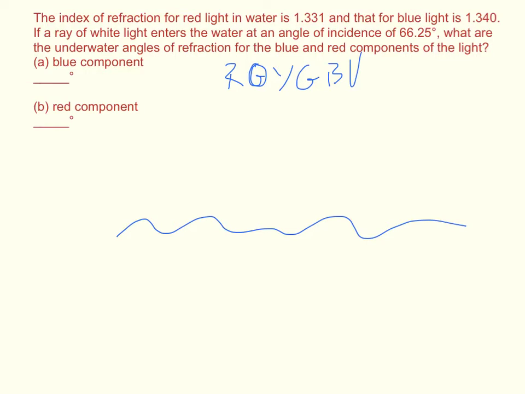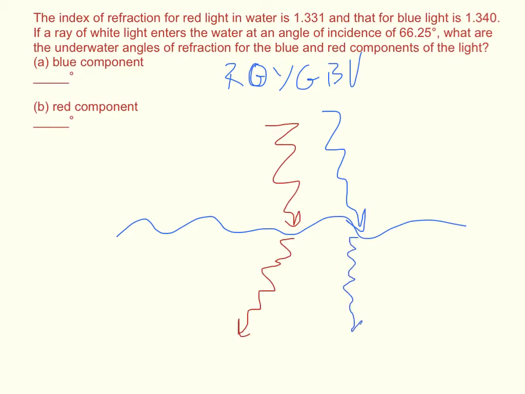And so if white light is hitting, part of it is going to be a blue light hitting the water, and part of it is going to be a red light hitting the water. And so these are supposed to be my light waves. And whenever they hit the water, the red is going to have a slightly larger angle of refraction than the blue. And so I'm going to overemphasize this by drawing it very obviously different.